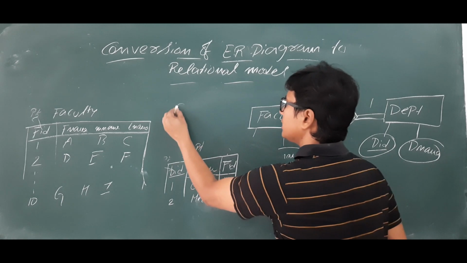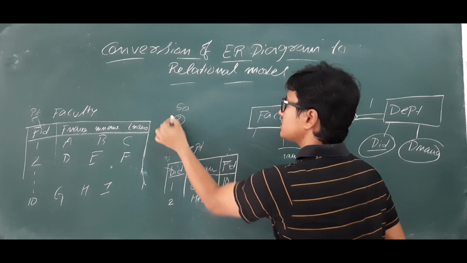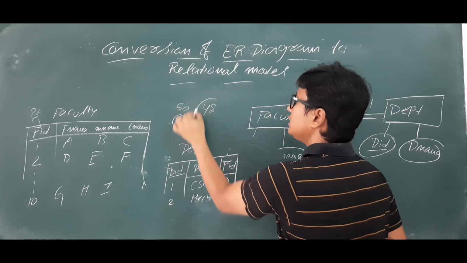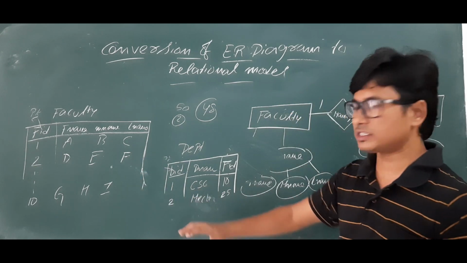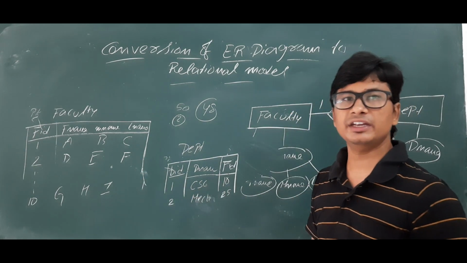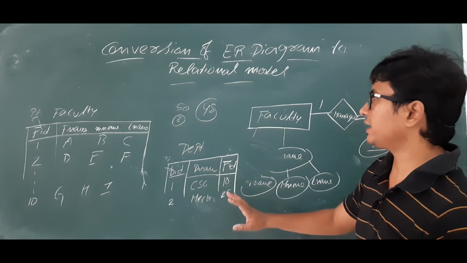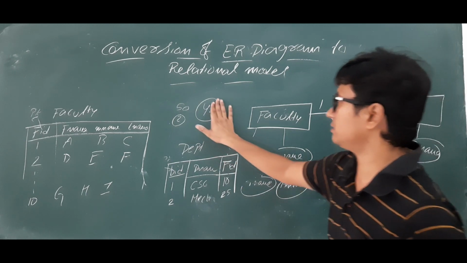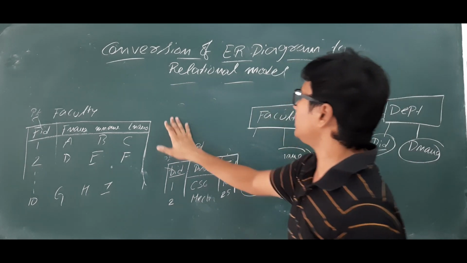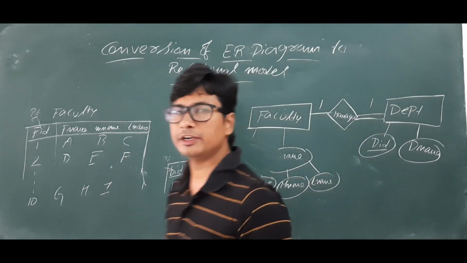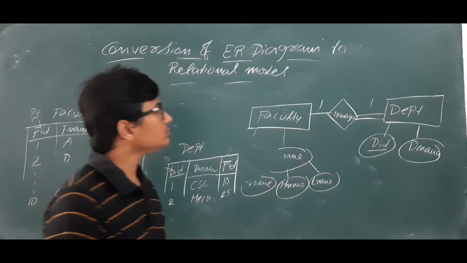If 50 faculty are there and only 2 are acting as a HOD, the remaining 48 entries will become null in the previous case. Whereas here, you will not find any null values. So I can say that this is an efficient design. Now my other point is that I want to add a little bit more complexity.